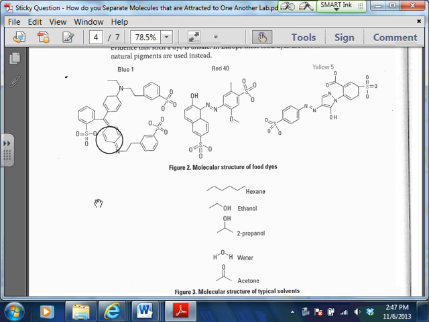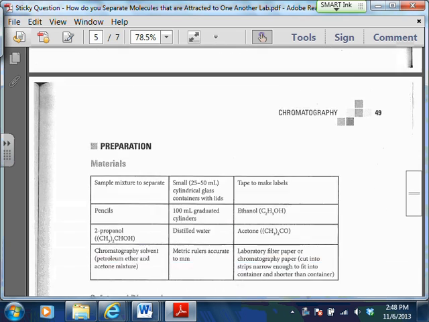But hopefully it makes sense to you that the blue is going to be the most polar out of all of those. And so it's going to be the most attracted to the water, which means it travels furthest with what's called the mobile phase. Okay? The mobile phase is the solvent traveling up the paper. Okay? The red would have traveled the least far with the mobile phase, which actually helps us to answer another question in just a minute. Okay?